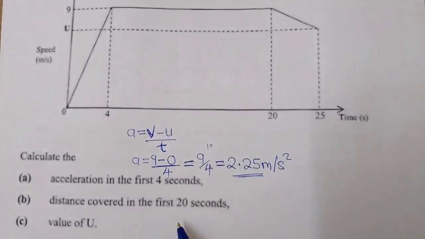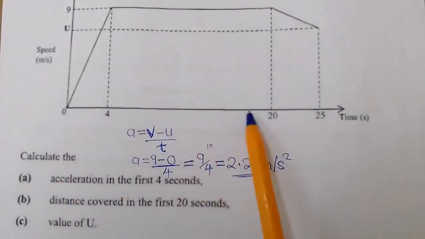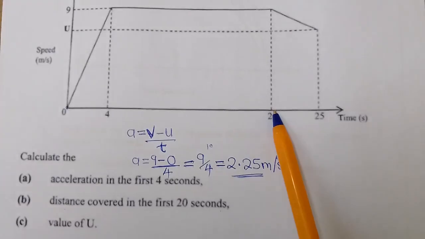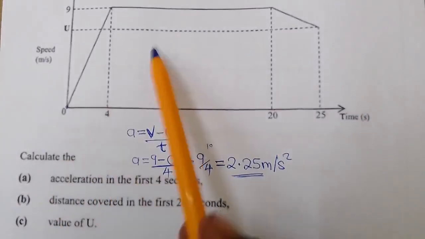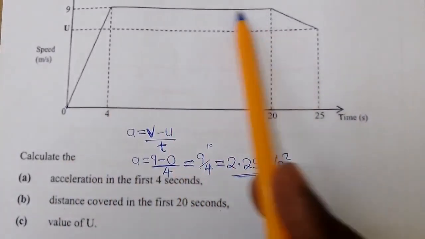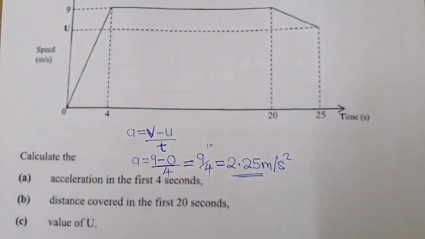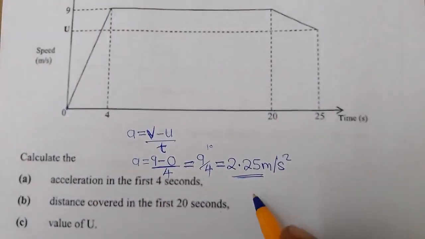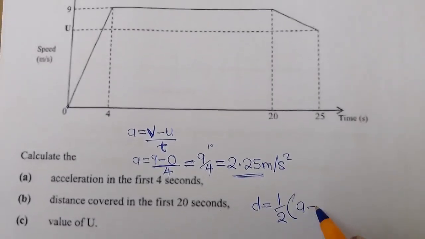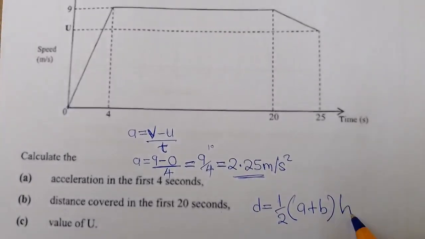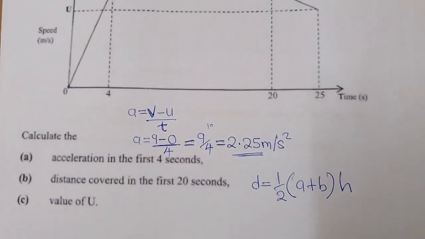So when you look at this now, the distance which is covered in the first 20 seconds is here. Have you seen? From here to there. This is the distance which is covered in the first 20 seconds. So when you look at the shape which is being formed here, this is the shape of a trapezium. So you need to know the formula of a trapezium, where distance is equal to the formula for a trapezium. This is the formula that we use.